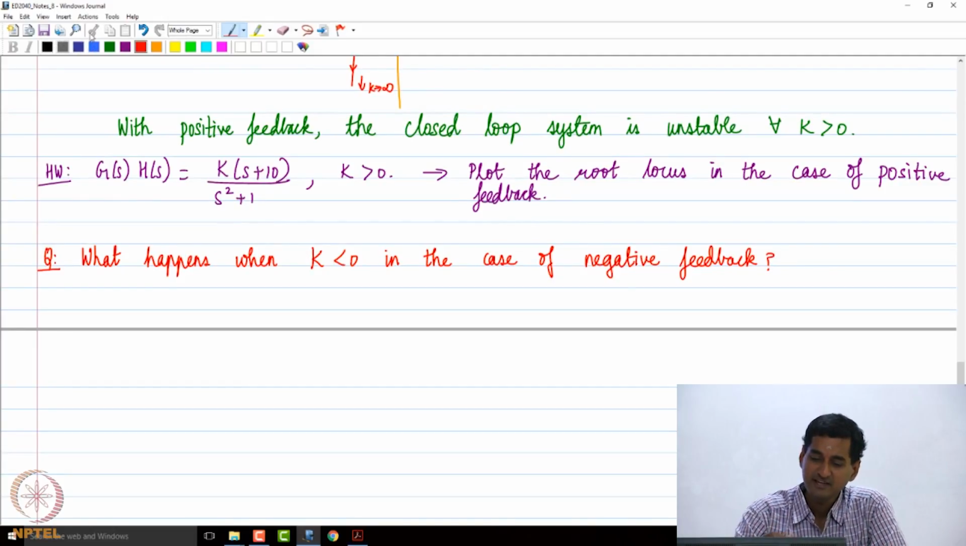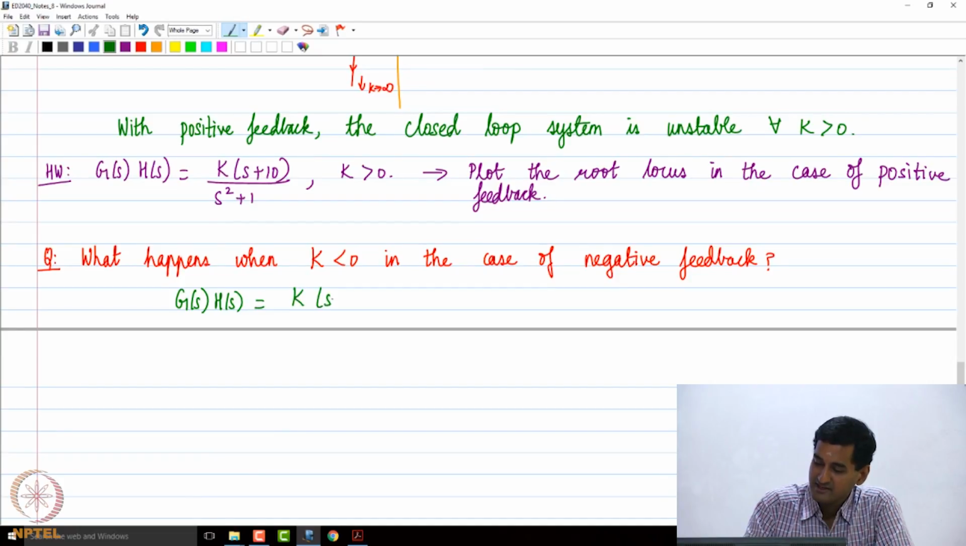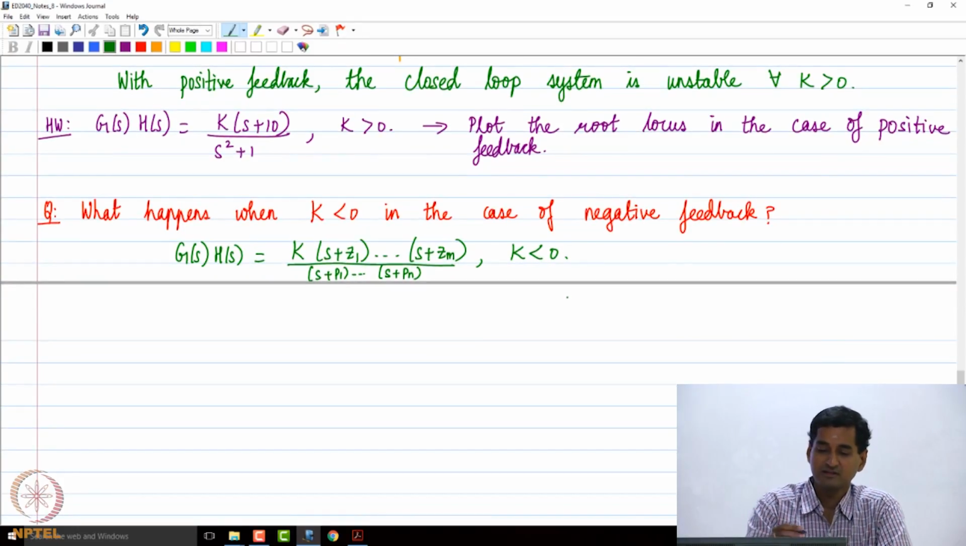So this means that g of s h of s can be written as k times s plus z1 all the way till s plus zm divided by s plus p1 all the way till s plus pn, but the only change is k is now negative. So that's the change that we have. So then what happens to the closed loop characteristic equation?